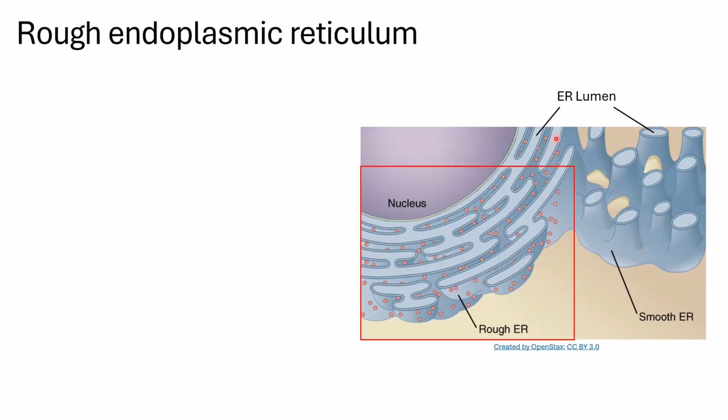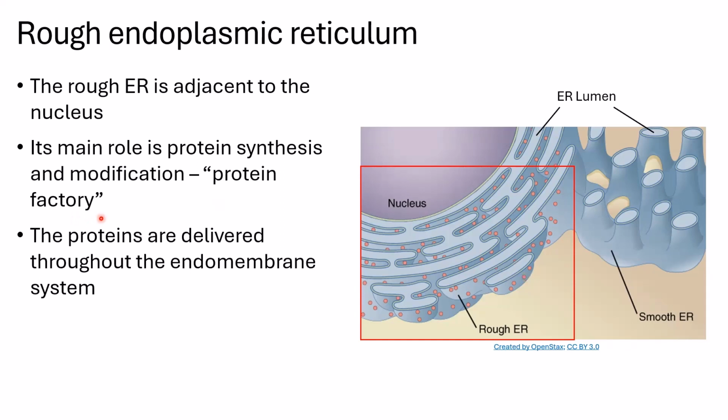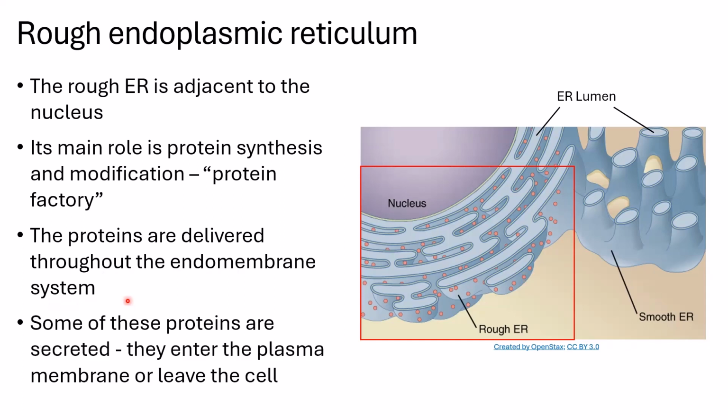The rough ER is right next to the nucleus. Its main role is to perform protein synthesis through the ribosomes embedded on it, and it will also do some protein modification. You can think of it as a protein factory. The proteins made by the rough ER will eventually be delivered to various parts of the endomembrane system, and some of them will get secreted, which means that they enter the plasma membrane or leave the cell entirely.